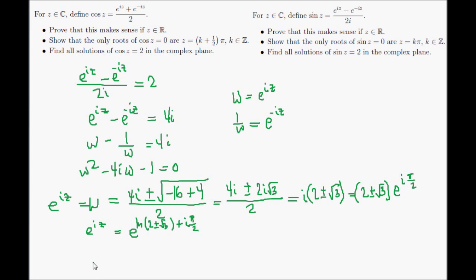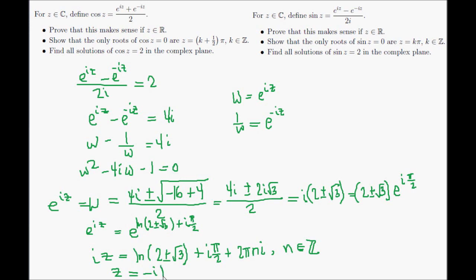And so we match up the exponents. i times z is equal to the natural log of 2 plus or minus the square root of 3 plus i pi over 2 plus 2 pi n times i, where n is an integer. And so dividing by i, we get the final solution that z is equal to negative i times the natural log of either 2 plus square root of 3 or 2 minus square root of 3.